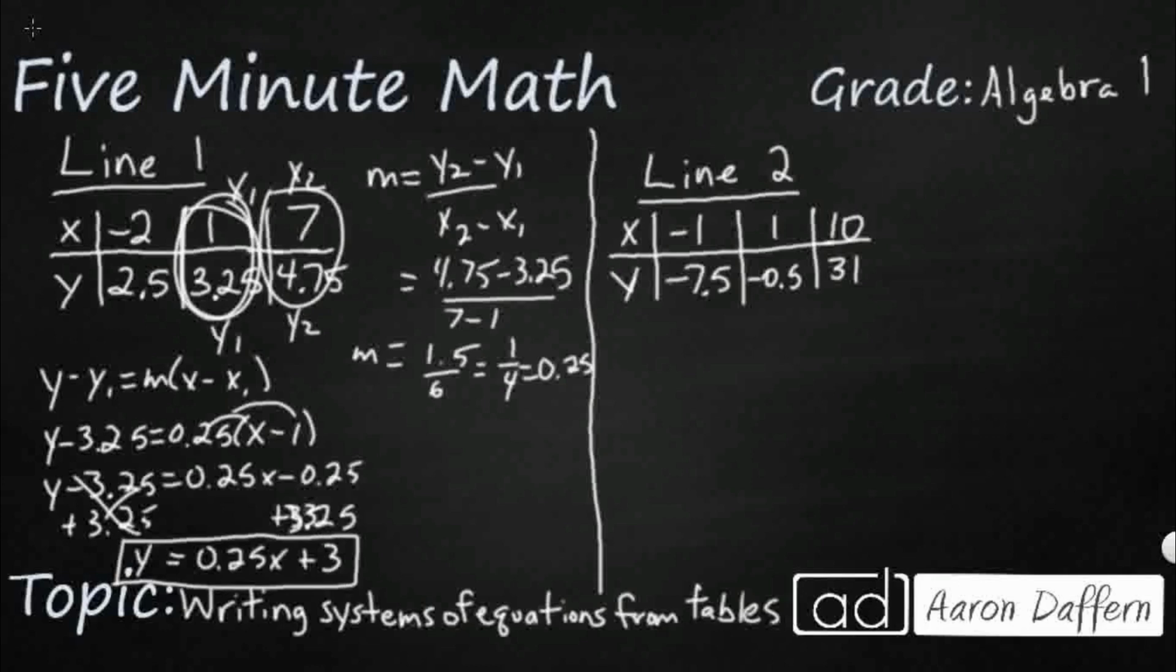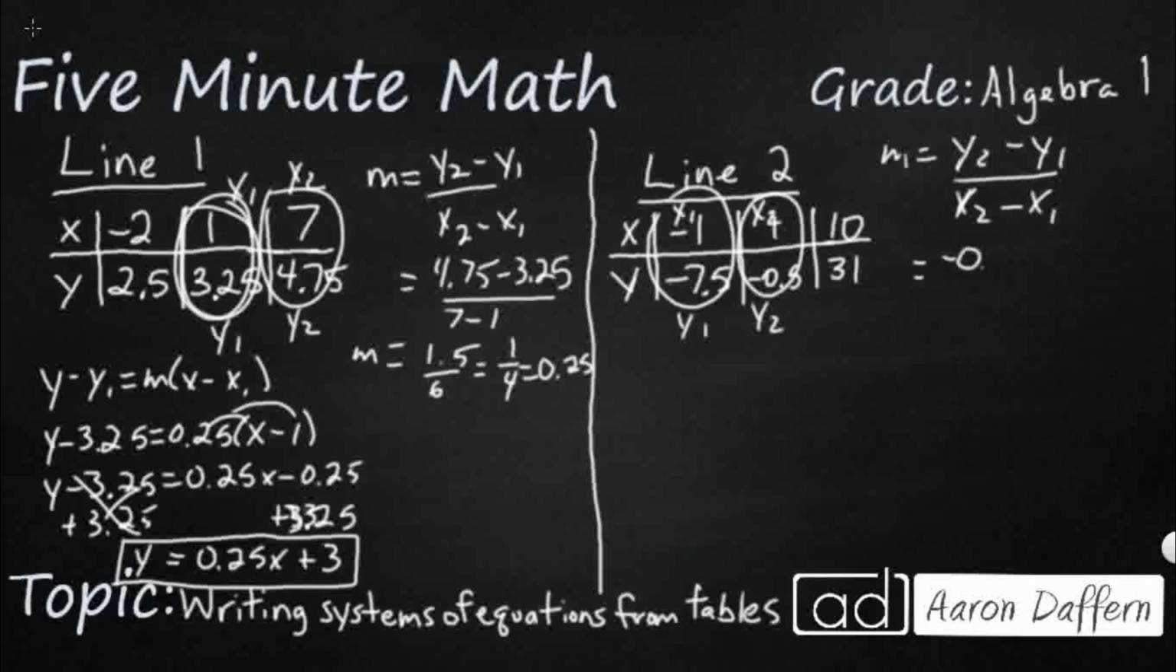Let's do the same thing over here for line 2. We need to find the slope first. So remember, that's change in y over the change in x. And let's pick some x and y coordinates that are going to work for us. Let's just do that right there. y1, y2, x1, x2. Always good to label them. All right, so y2 is negative 0.5 minus negative 7.5. That's going to end up being a positive. And then I've got, let's see, x2, that's just 1 minus negative 1.